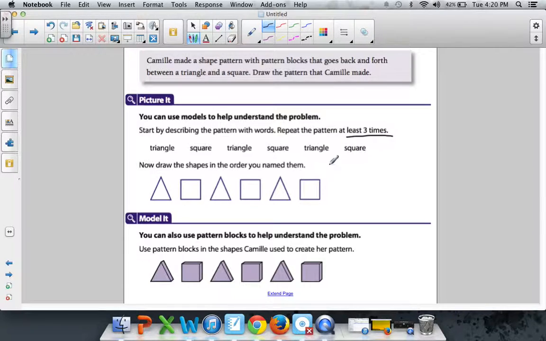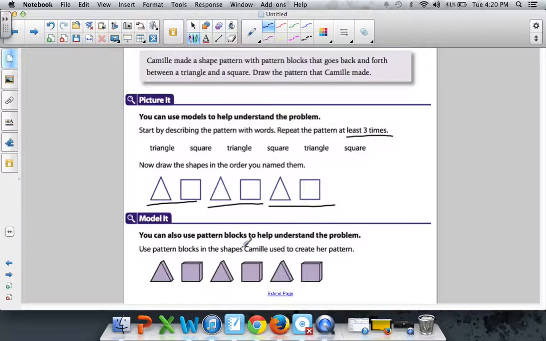So, here we go. Triangle, square, triangle, square, triangle, square. What a simple pattern to start off with. Make sure that you realize that it is happening 3 times. 1, 2, 3. That's just to make sure you see the pattern for what it really is.